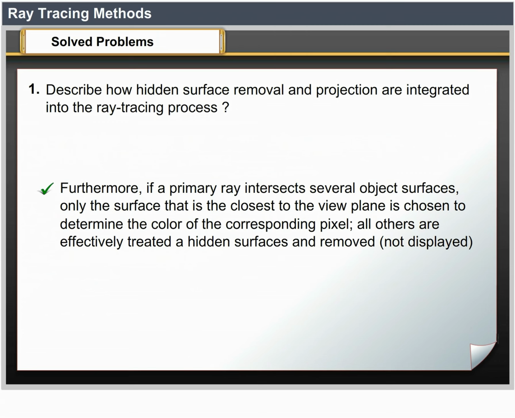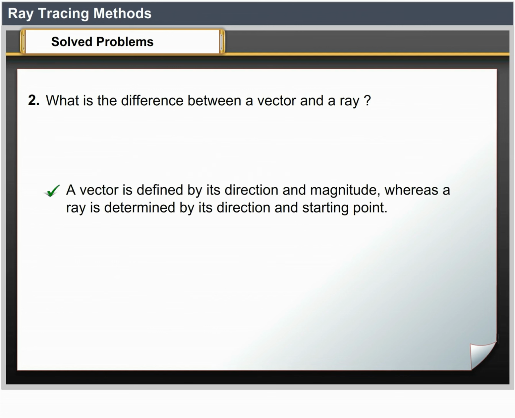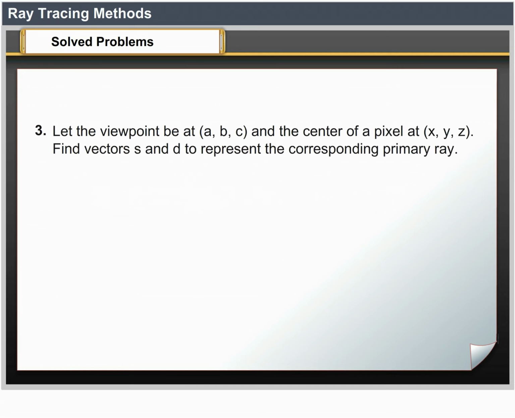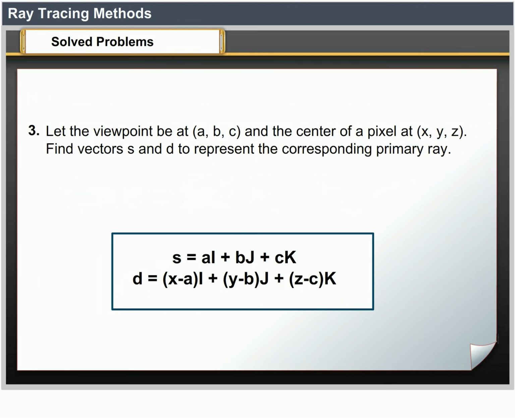What is the difference between a vector and a ray? A vector is defined by its direction and magnitude, whereas a ray is determined by its direction and starting point. Let the viewpoint be at (A, B, C), and the center of a pixel at (X, Y, Z). Find vectors S and D to represent the corresponding primary ray. S = Ai + Bj + Ck. D = (X − A)i + (Y − B)j + (Z − C)k.